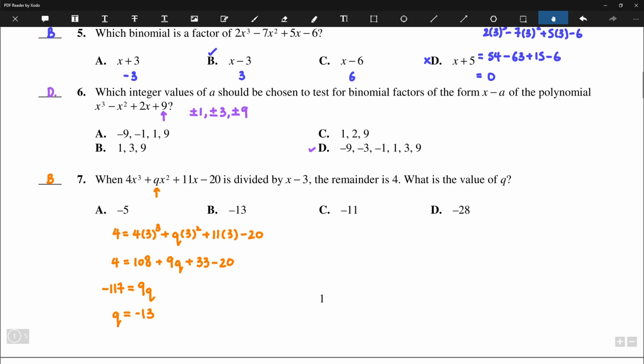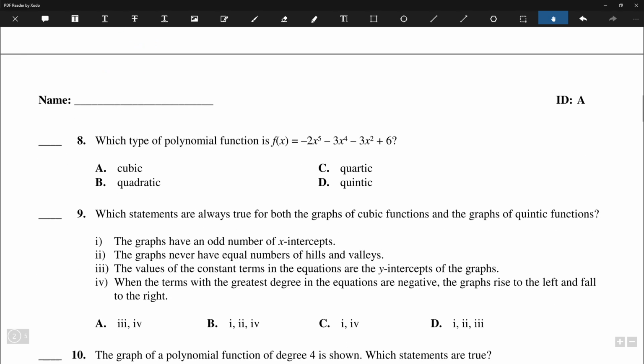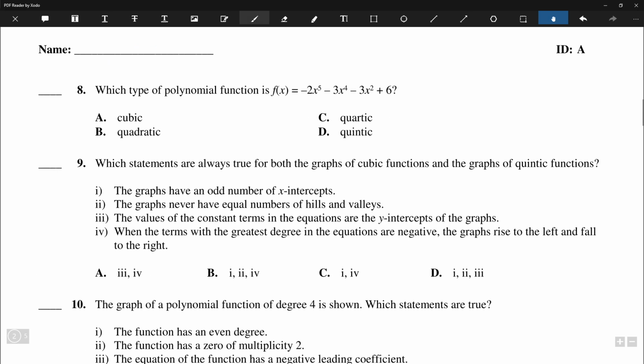Okay, let's move on to number 8. Type of polynomial. So this time we're just looking at the highest power of x, it is 5, so it is quintic.